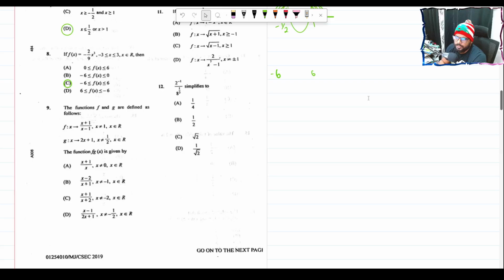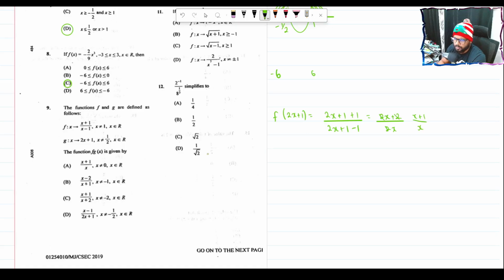Number 9: the functions f and g are defined as follows. The function fg of x is given by, all right, so we want fg of x, where the function is 2x plus 1. That is fg of x, which I now write down here: 2x plus 1 over 2x plus 1 minus 1. This is 2x plus 2 over 2x. Bam, bam, bam. I get x plus 1 over x.